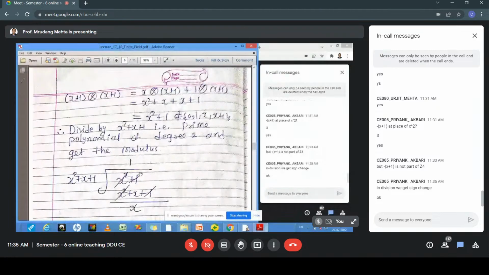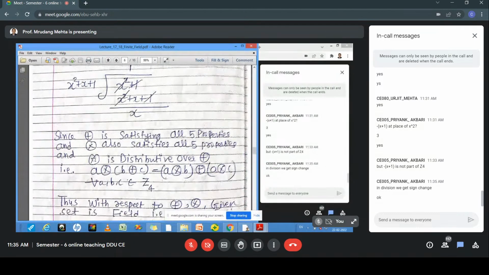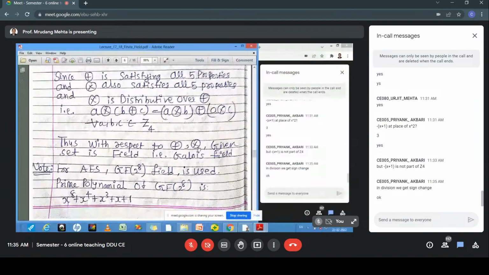So this is what we have done, x square plus 1, and what we find is x. So plus is satisfying all five properties, multiplication is satisfying all five properties, and multiplication is distributive over plus because a multiplied by b plus c is a multiplied by b XOR a multiplied by c, where a, b, c belong to Z4. So with respect to the first operator plus and the second operator multiplication, the given set is a field. So Z4 is a Galois field.